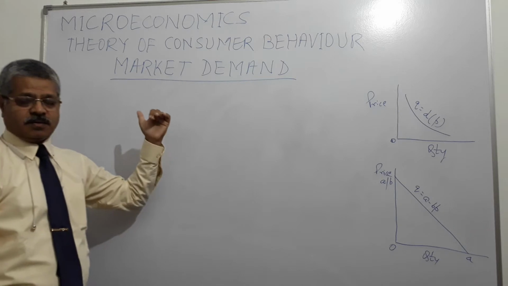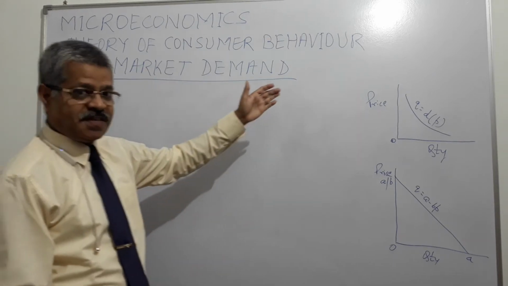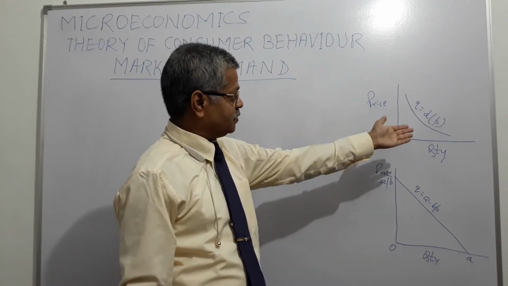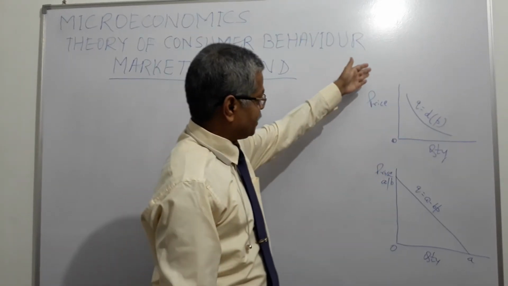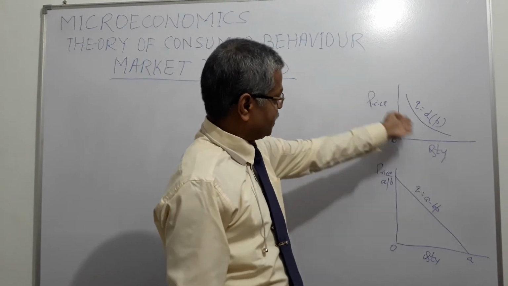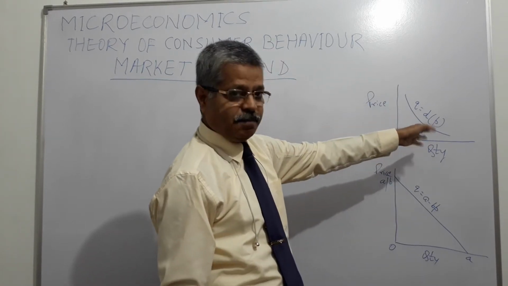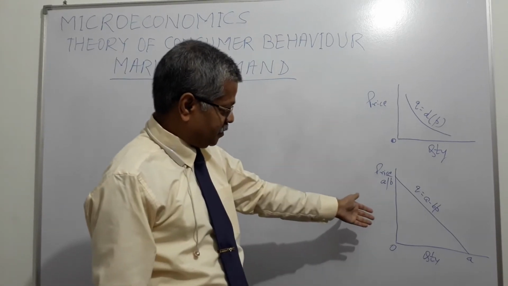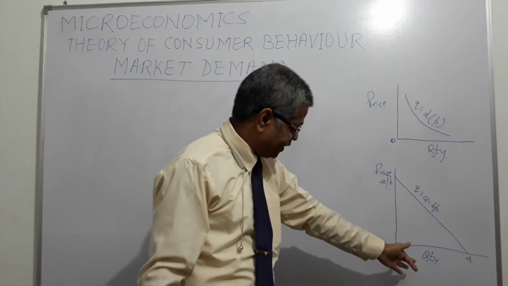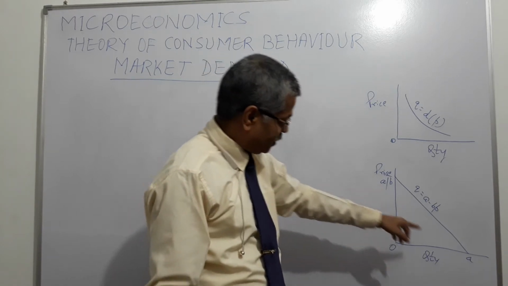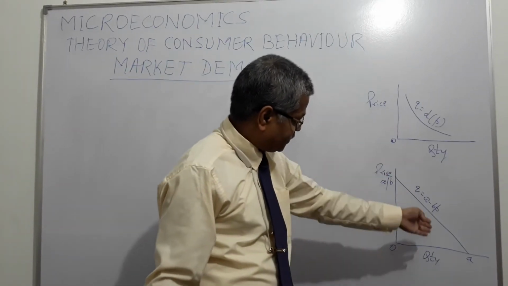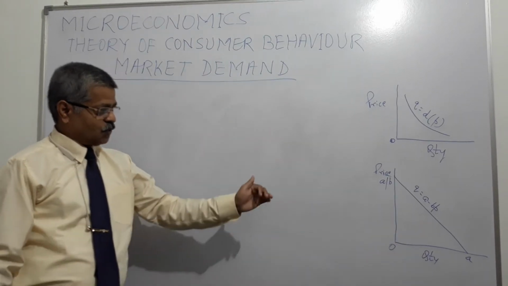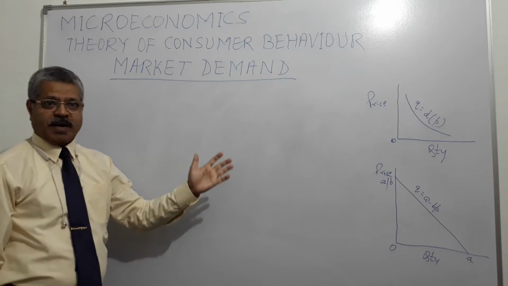Before this we have seen demand. While studying demand, you must have noticed the demand curve. This is the demand curve, with price and quantity. This is a curve, Q is equal to d(P). You would also have seen the linear demand curve, price and quantity. This point is A upon B, this is A, and this is Q is equal to A minus BP. So these are individual demands.